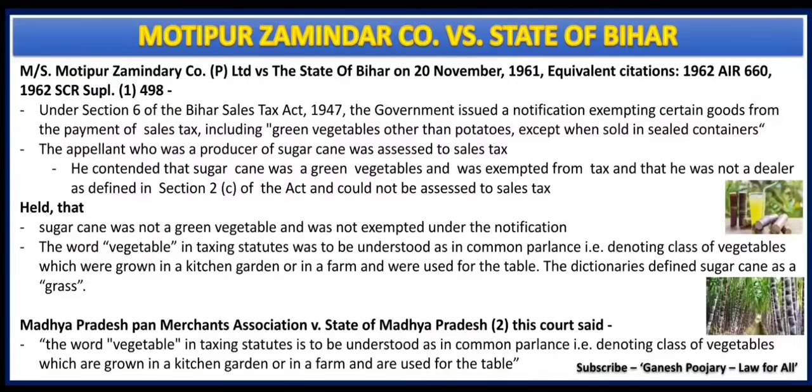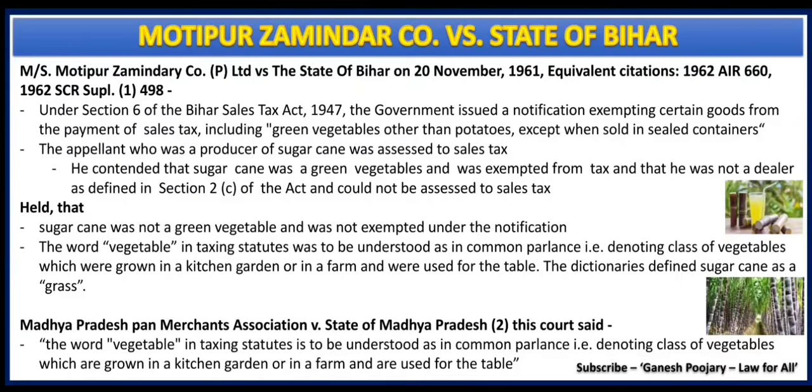The second case law that we are discussing here is Motipur Zamindar Company versus State of Bihar. This is a very interesting case law and you are seeing a lot of sugarcane images there because this case law is all about sugarcane. Whether sugarcane is a vegetable or not, that is what is discussed here. Why are we discussing so much about sugarcane being a vegetable or not? There was some profit to the appellant by proving sugarcane is a vegetable.